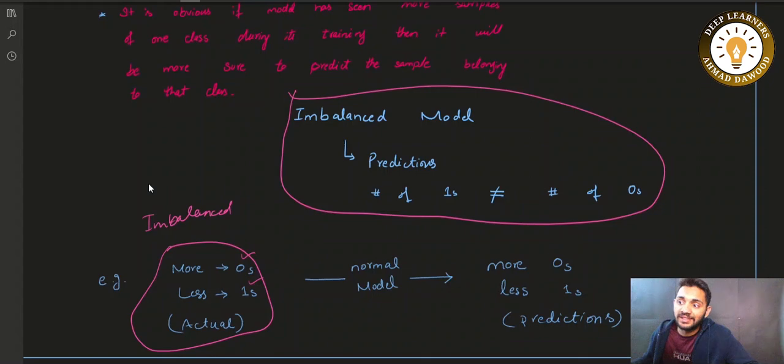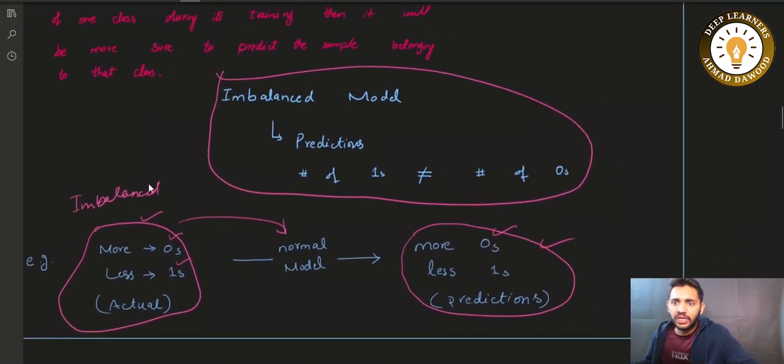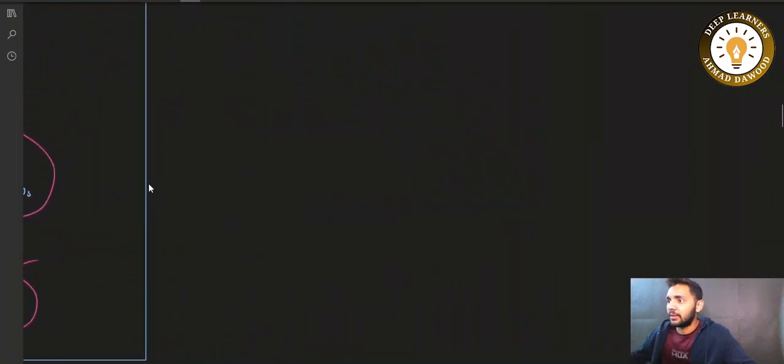So in the case of an imbalanced dataset, if you have this type of scenario, you will pass this data to a normal model. And when you pass this type of dataset to your normal model, then in the predictions column, you will also get more zeros and fewer ones. It is very obvious.